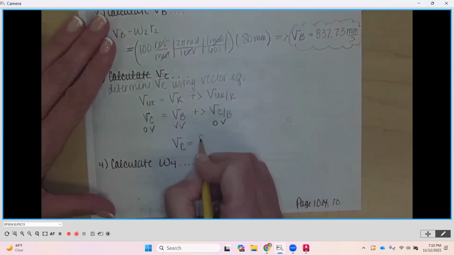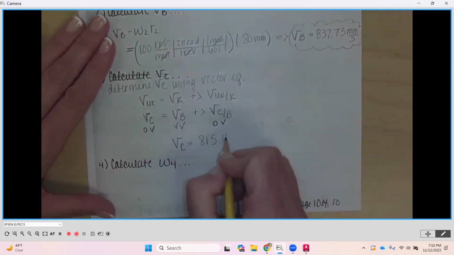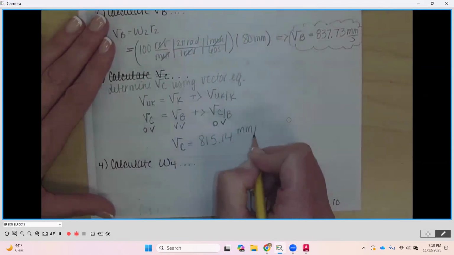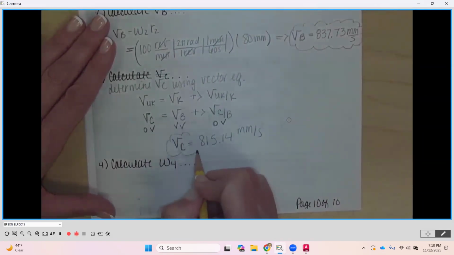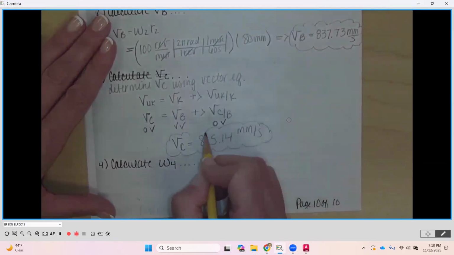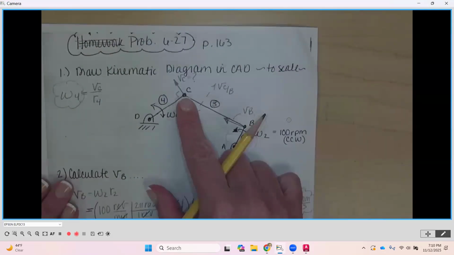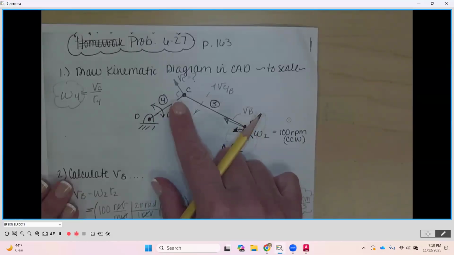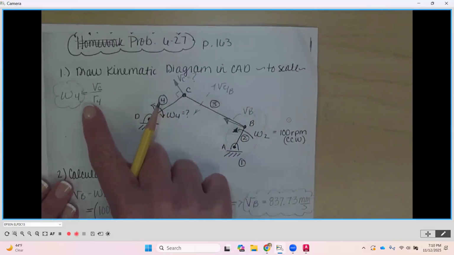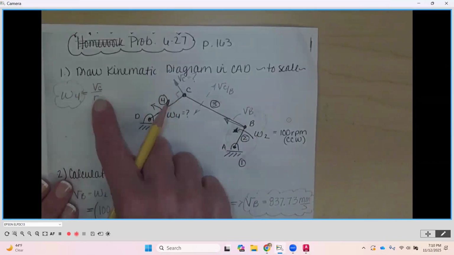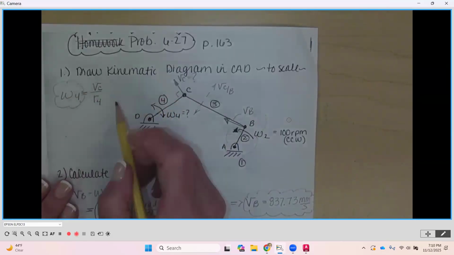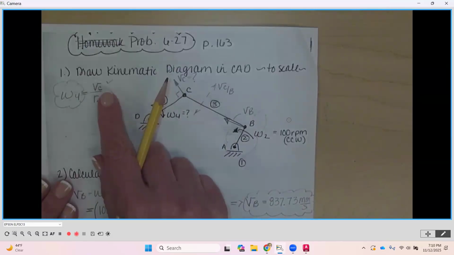So if I go over here, my answer for VC is equal to 815.14 millimeters per second. Now, this is not a final answer yet. Remember, this is the straight line velocity of the point on the end of link number 4. We want to find the angular velocity of link number 4 using this equation now. Now we know what VC is.